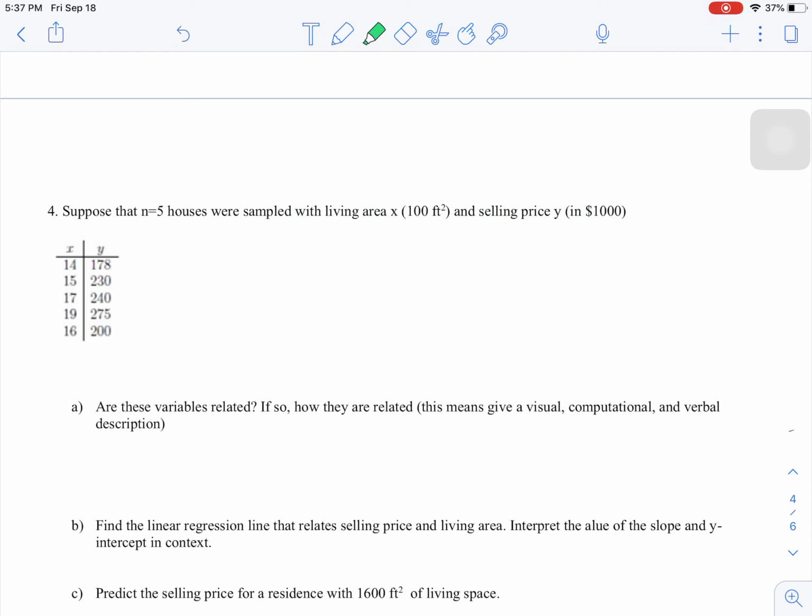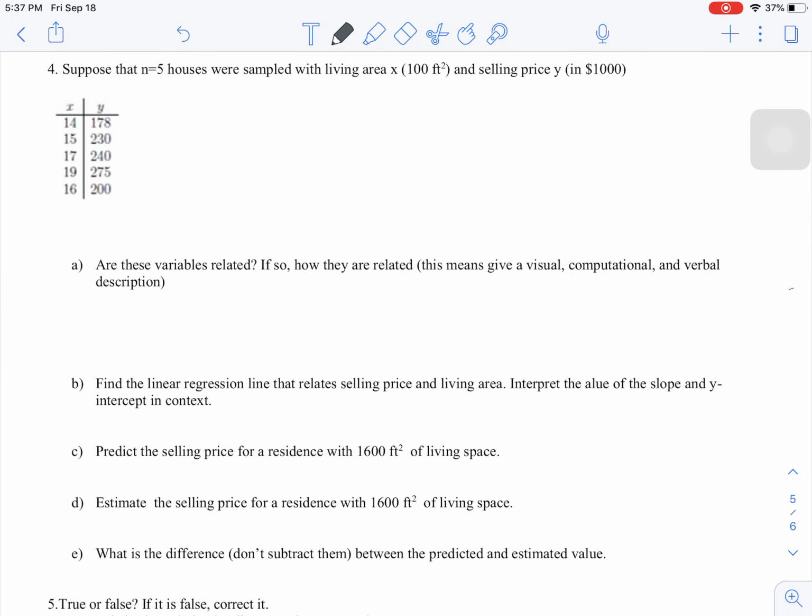So for example, one house had 1,400 square feet of living space and sold for $178,000. Another one of these houses had 1,900 square feet of living space and sold for $275,000. So what we want to do is determine what kind of linear relationship exists between our two variables.